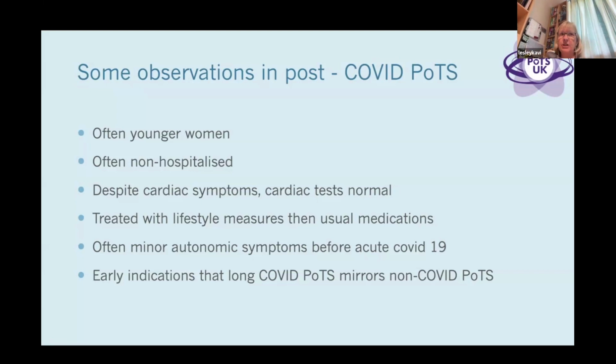They experience a crushing sort of chest pain. They can experience breathlessness and palpitations, but their cardiac tests are normal. They're usually treated with lifestyle measures and then the usual medications. And interestingly, they quite often seem to notice that they had minor autonomic symptoms before their diagnosis of long COVID or before their COVID-19 infection, and they perhaps just didn't realize the significance of them at the time. But generally speaking, there are early indications that long COVID POTS mirrors non-COVID POTS.